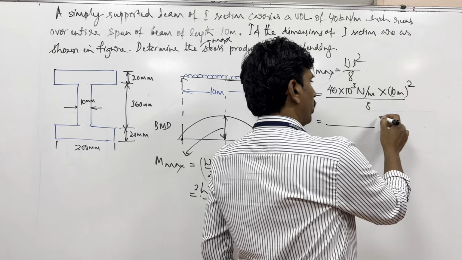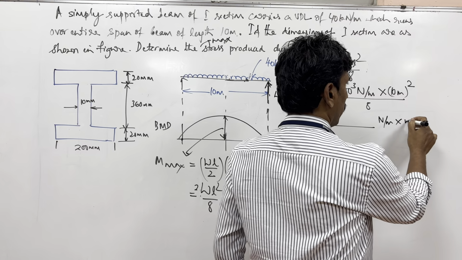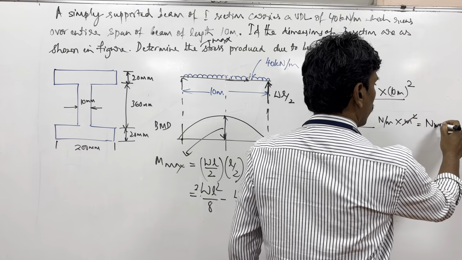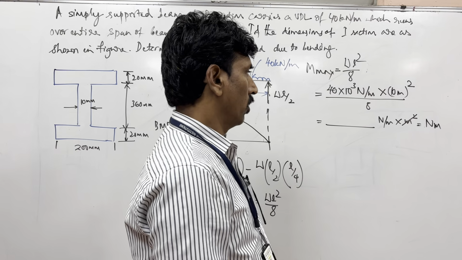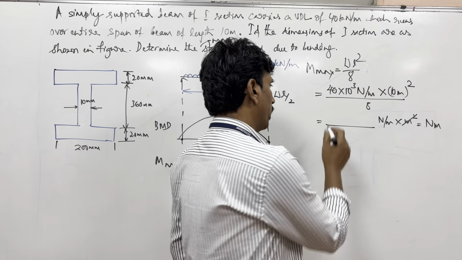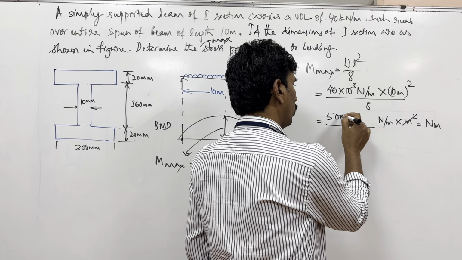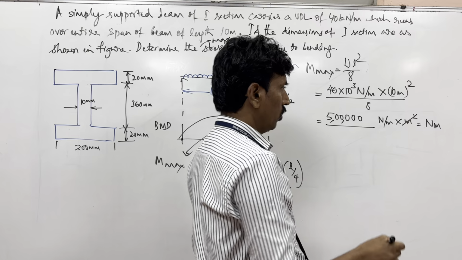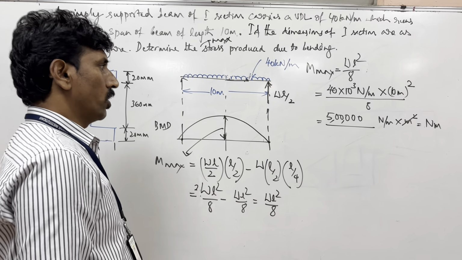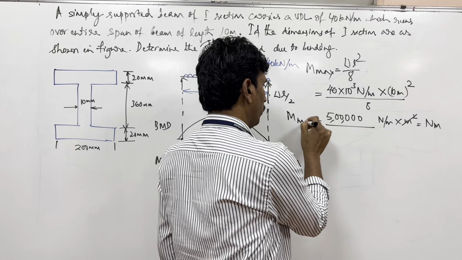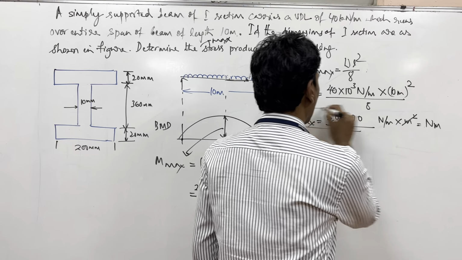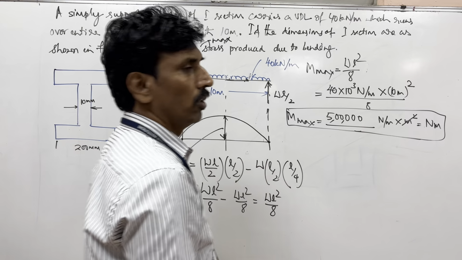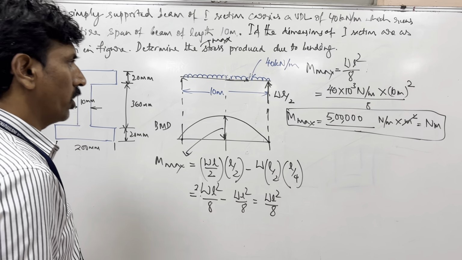So here you get the units as Newton, so it cancels out, and finally the unit is Newton meter. It's 5 lakh: 500, 5,000, 50,000, 5 lakh. So M max is equal to 5 lakh Newton meter. Okay, so M is found out here.